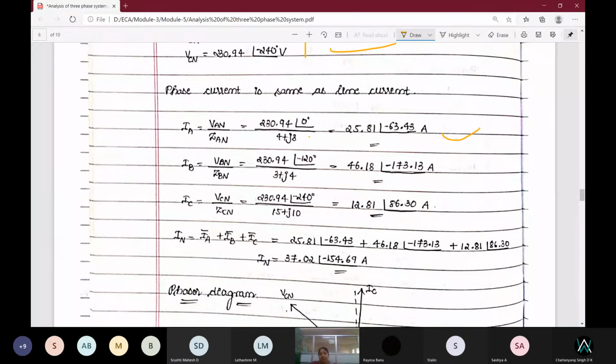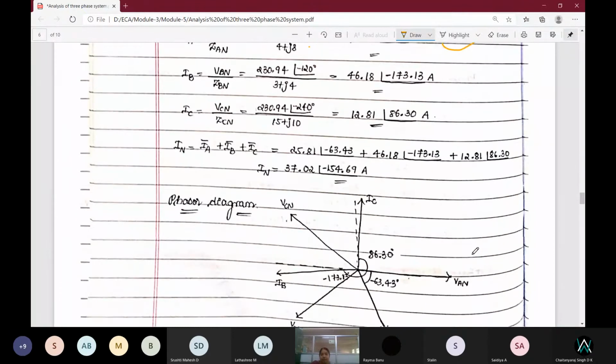Next, find all three currents, IA, IB and IC. We'll get the three currents. So neutral current is IA plus IB plus IC. Add that and get the neutral current.